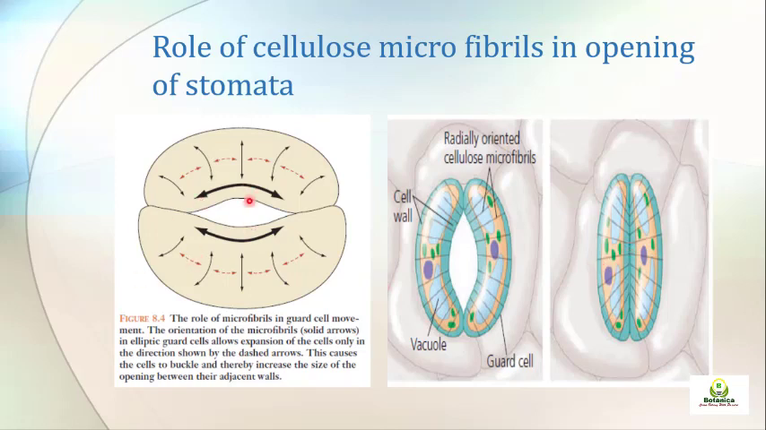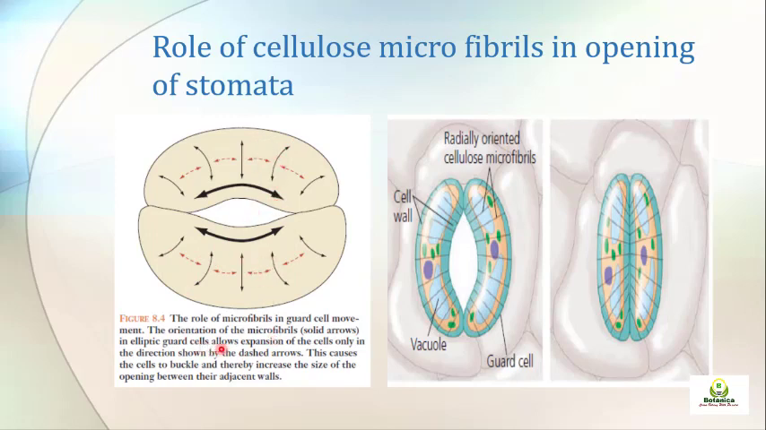So here on the left there is another diagram which is also showing the role of microfibrils in guard cell movements. The orientation of microfibrils is shown by the solid arrows. As you can see, these solid arrows show the radial arrangement. These are the microfibrils which are arranged radially in the guard cells, in both the cells, at the up and the down as well.